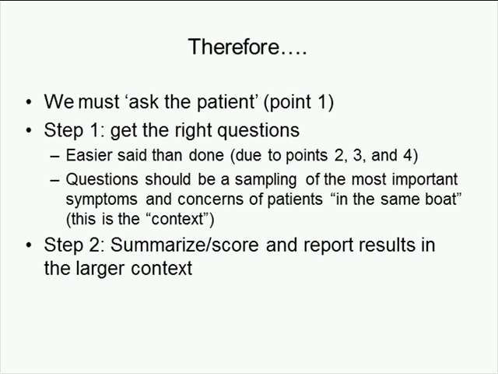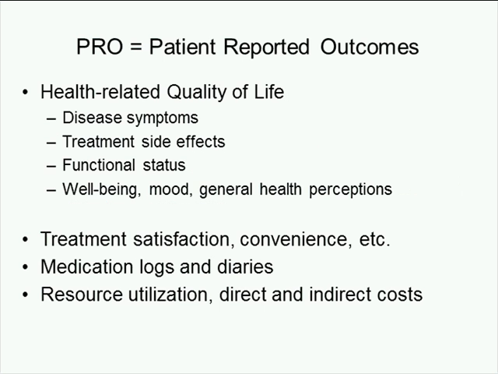The second step is to come up with some way to summarize or score these individual responses that we've decided are the most important concerns to be assessing, and report those results in the larger context and place them into the larger, broader context of outcome in the trial. That is to say, we don't look at PROs in isolation. We really need to look at them in the larger picture.